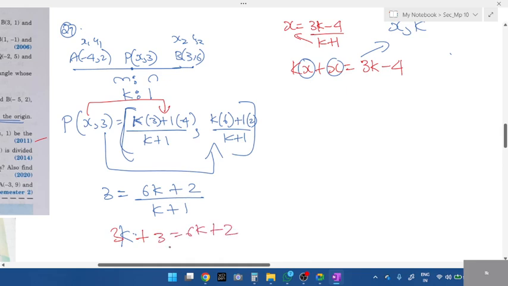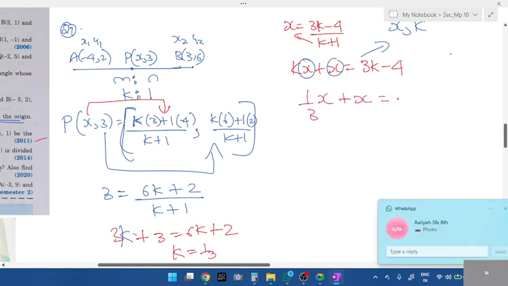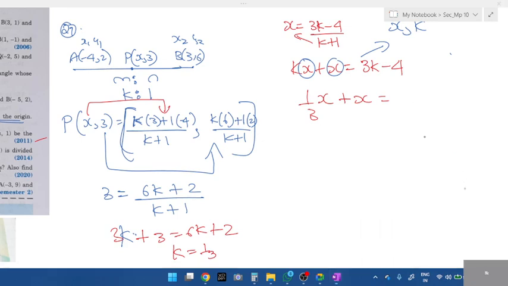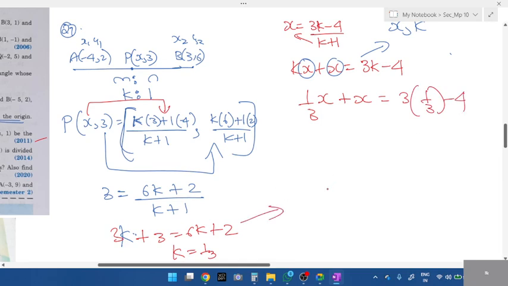Okay, what is the k value? k is equal to 1 by 3. Substitute. 1 by 3x plus x is equal to, this one. You tell me, Mariana.